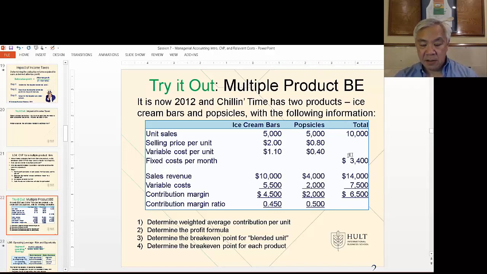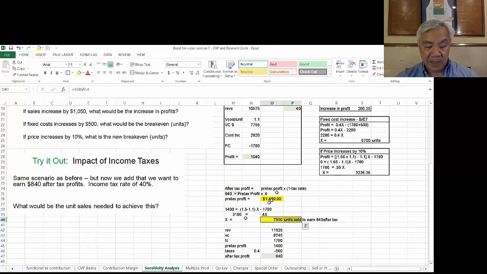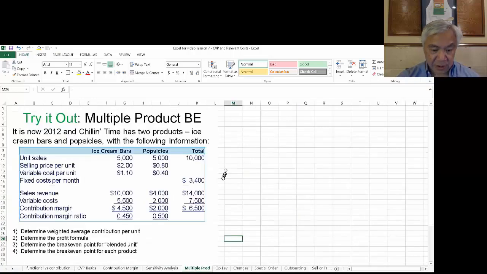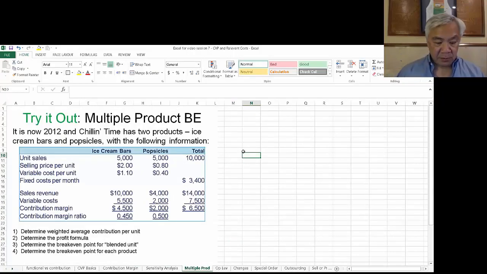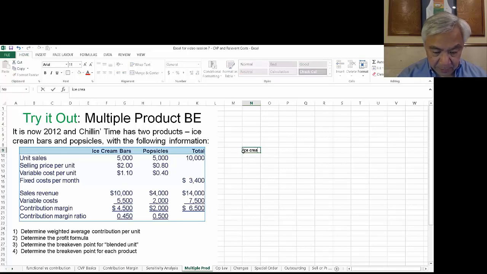Fixed costs are $3,400. And so what we're trying to do is figure out what is the break-even point for this particular product line. Again, we copied it into Excel in the section called multiple break-even. We start with what is the weighted average contribution margin? Well, let's start with each one individually. So ice cream, and over here is popsicle.